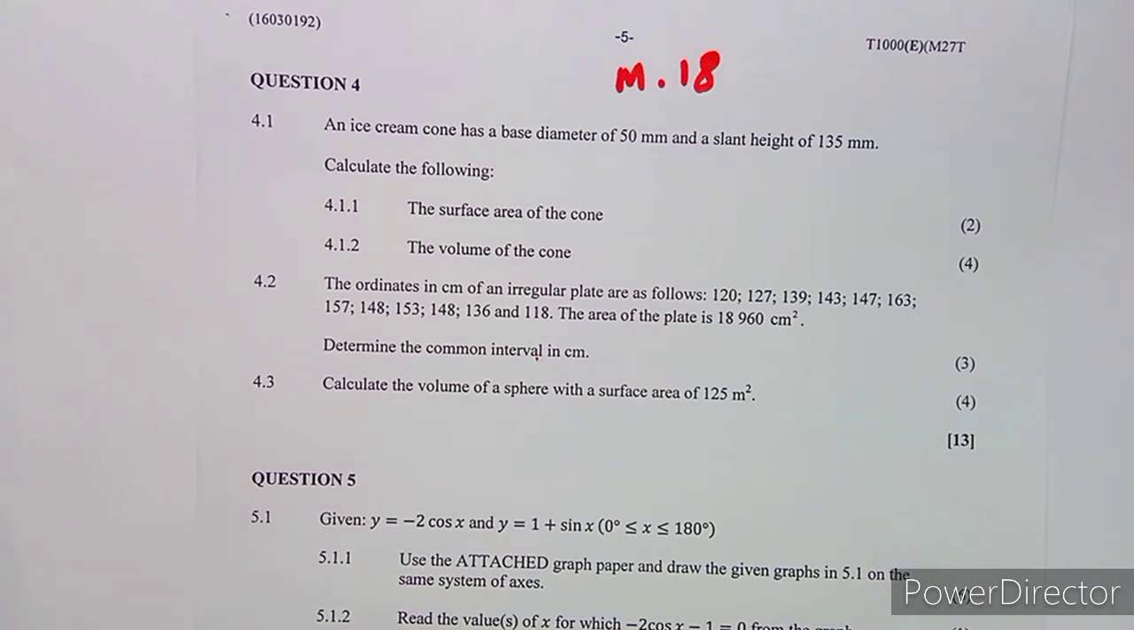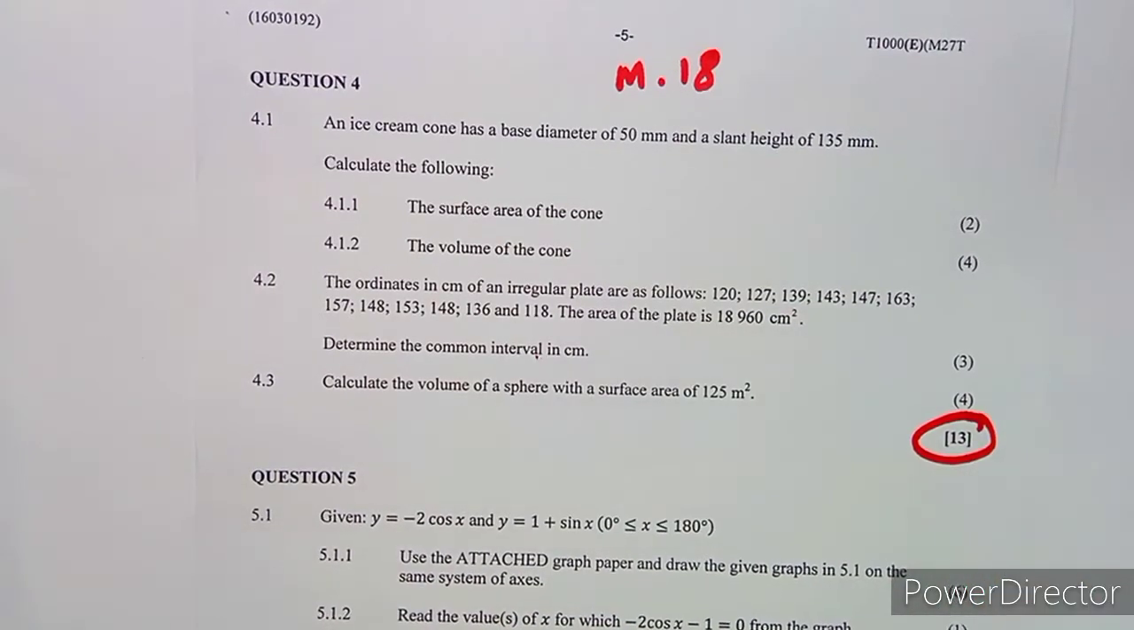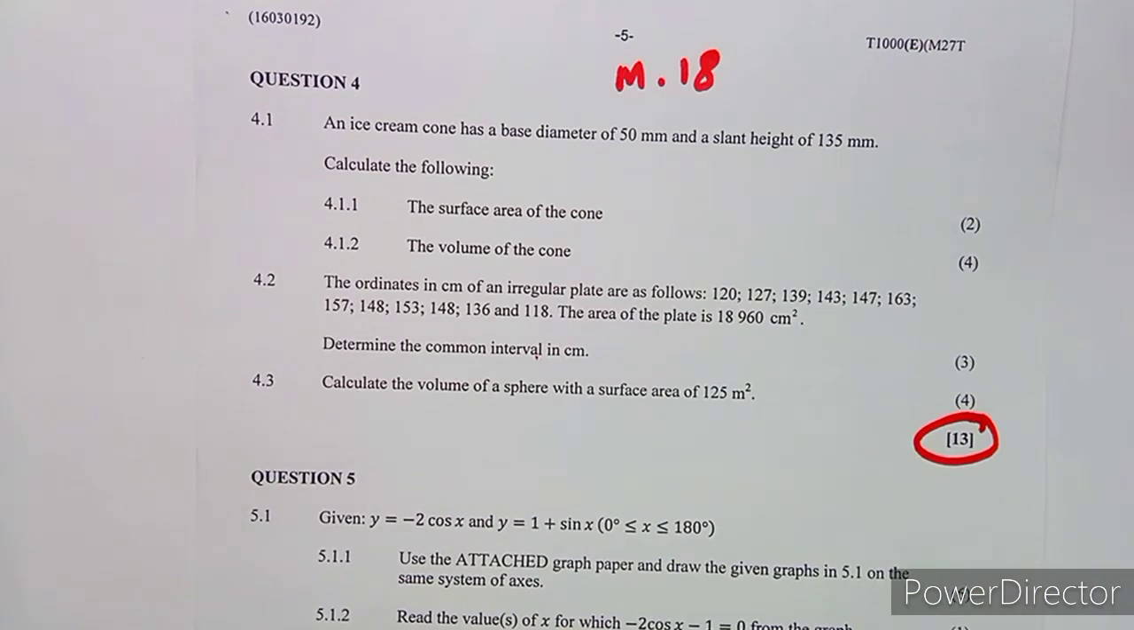So in this platform we shall be having a continuation again on the question paper that we were working on, that is the March 2018 paper. In this case we have the question on 4.1, 4.2 and 4.3, and everything is a total of 13 marks there. So as you can see guys, that's what you're having. So we shall quickly rush through the question paper.